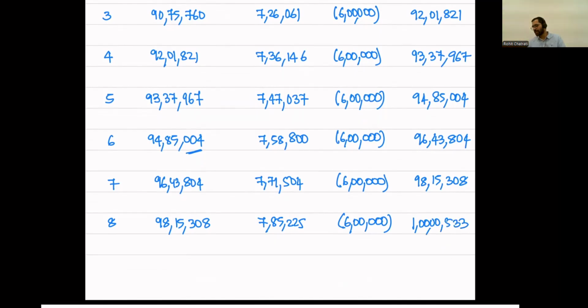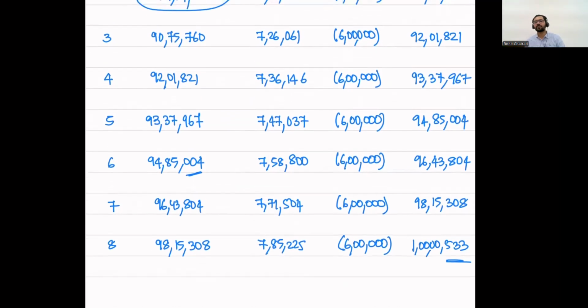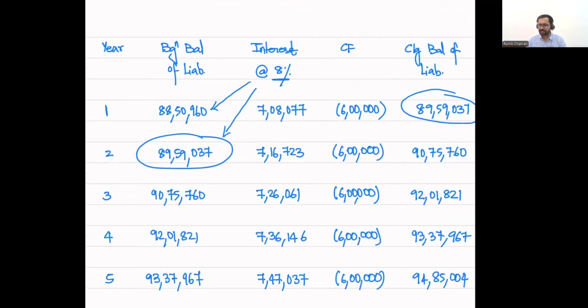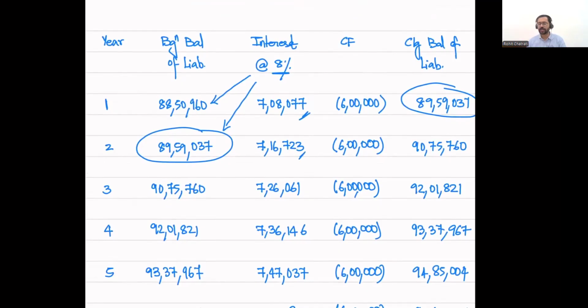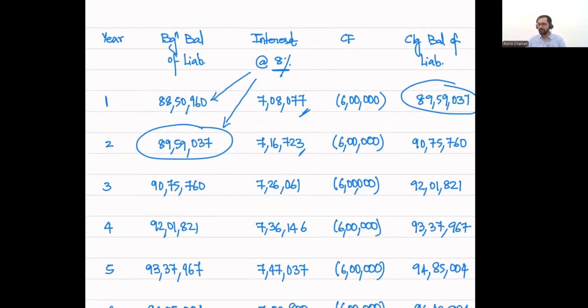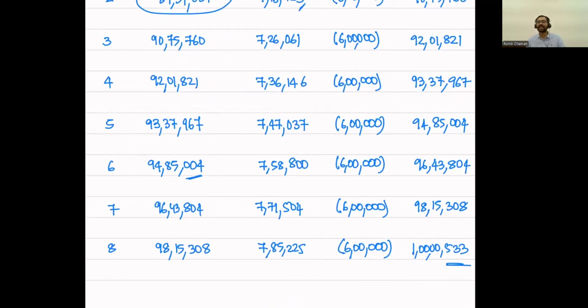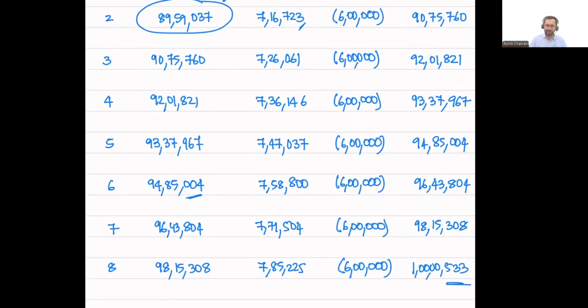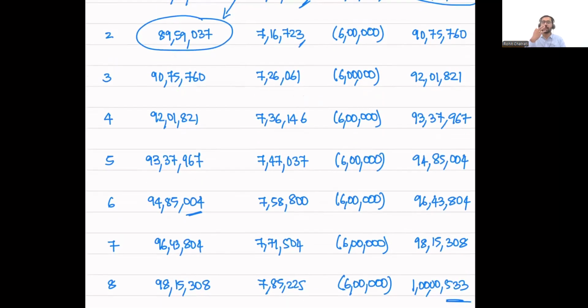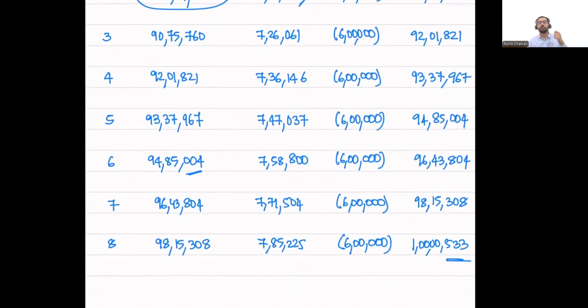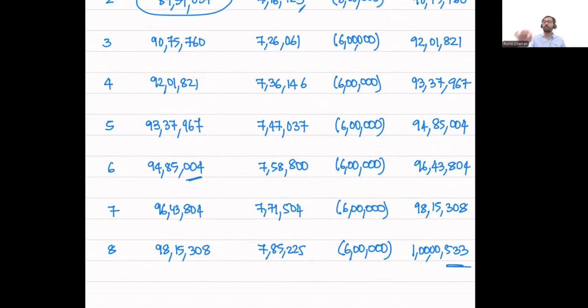533. Ideally speaking, this 533 is coming as a result of rounding. I started rounding without decimals, and even if I had taken decimals, I would only take it up to, say, 2 decimals or so. I should actually have been left with exactly 1 crore rupees. Why am I saying we should have been left with exactly 1 crore? The reason being, at the end of the 8th year, I would be obligated to pay exactly 1 crore rupees.